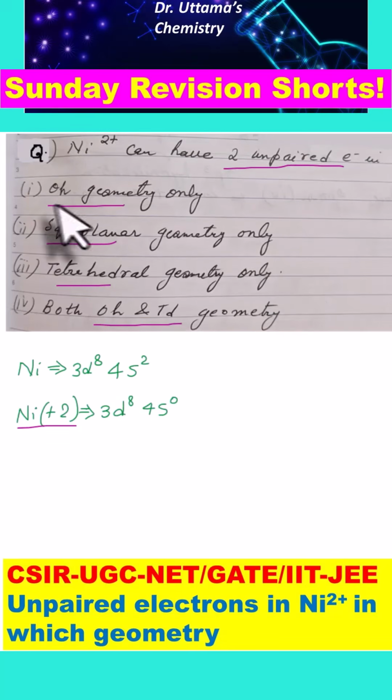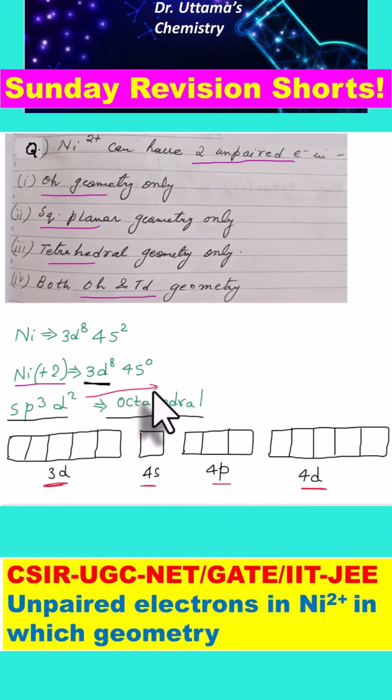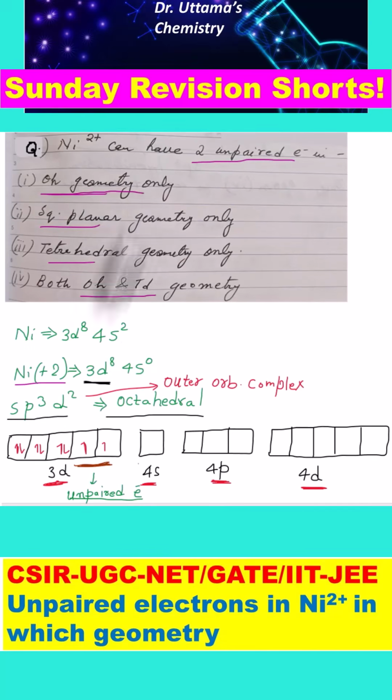We try the octahedral geometry. The hybridization corresponds to sp3d2. sp3d2 means it has to be an outer orbital complex because we use the outer d orbitals, not the inner 3d orbitals. So we need to write the 4s, 4p up to 4d. Now we fill the 3d electrons here. Now what are we left with? We are left with two unpaired electrons here. So in the octahedral geometry, which has sp3d2 hybridization, we have two unpaired electrons in the Ni2+ oxidation state.